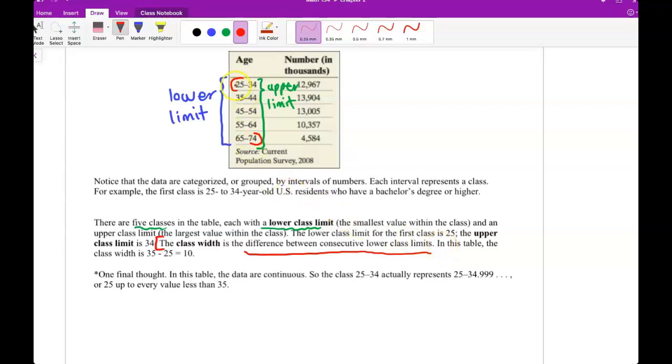So using this table, to find the class width, you should subtract 35 minus 25, which is equal to 10. You're not able to subtract 34 minus 25. You're going to get 9, and that is wrong, because this is not exactly equal to 34. This is actually 34.9999. If you subtract these two numbers and round it, the class width is again equal to 10.